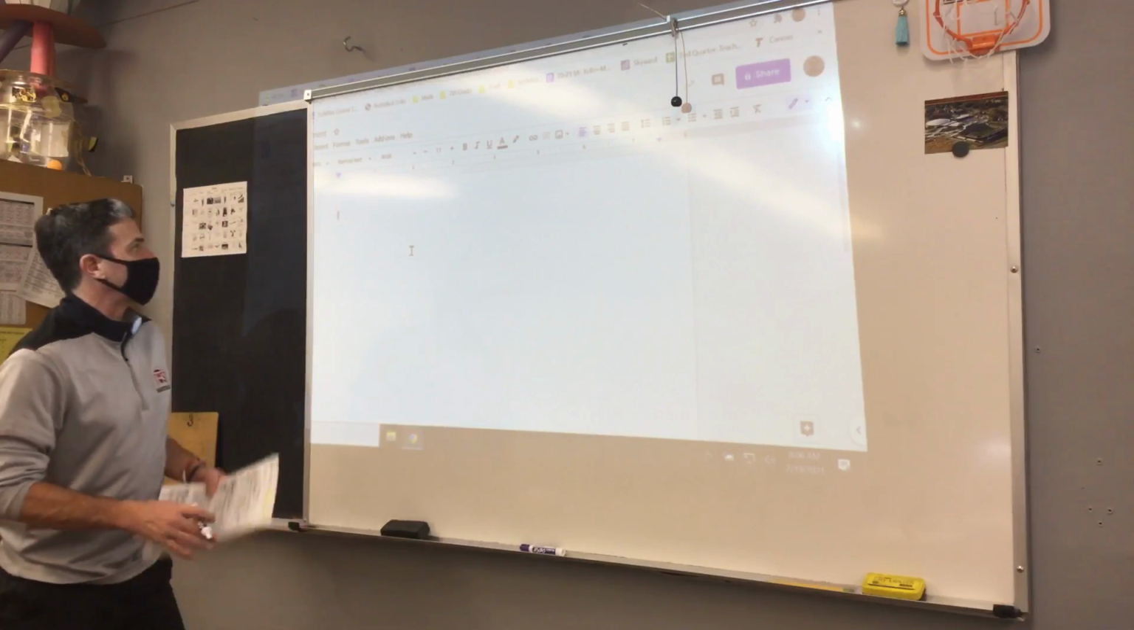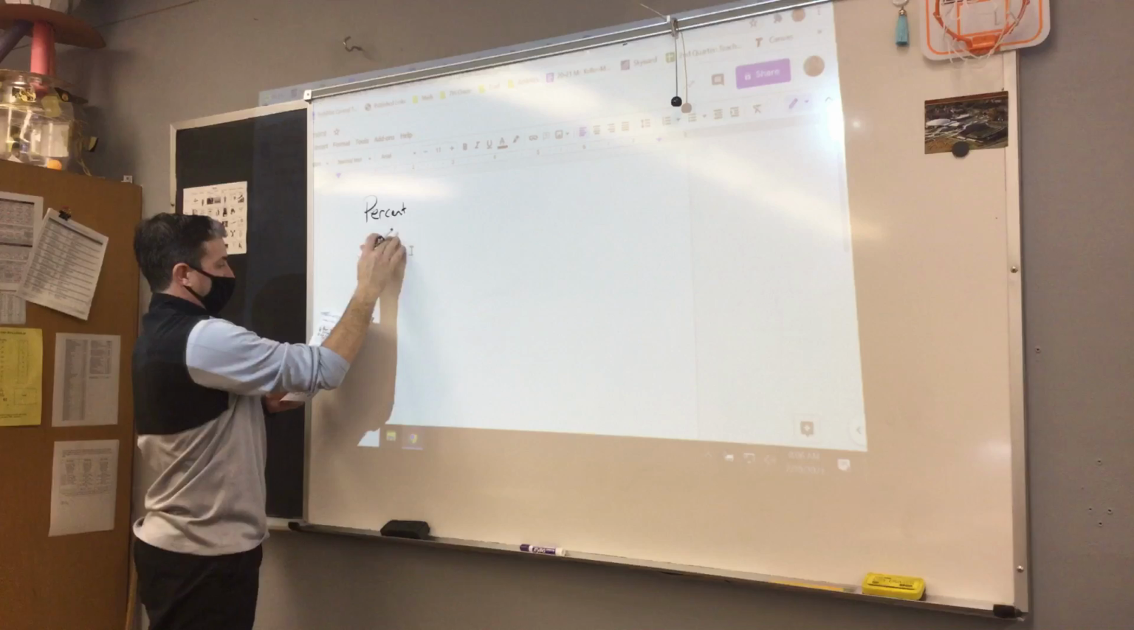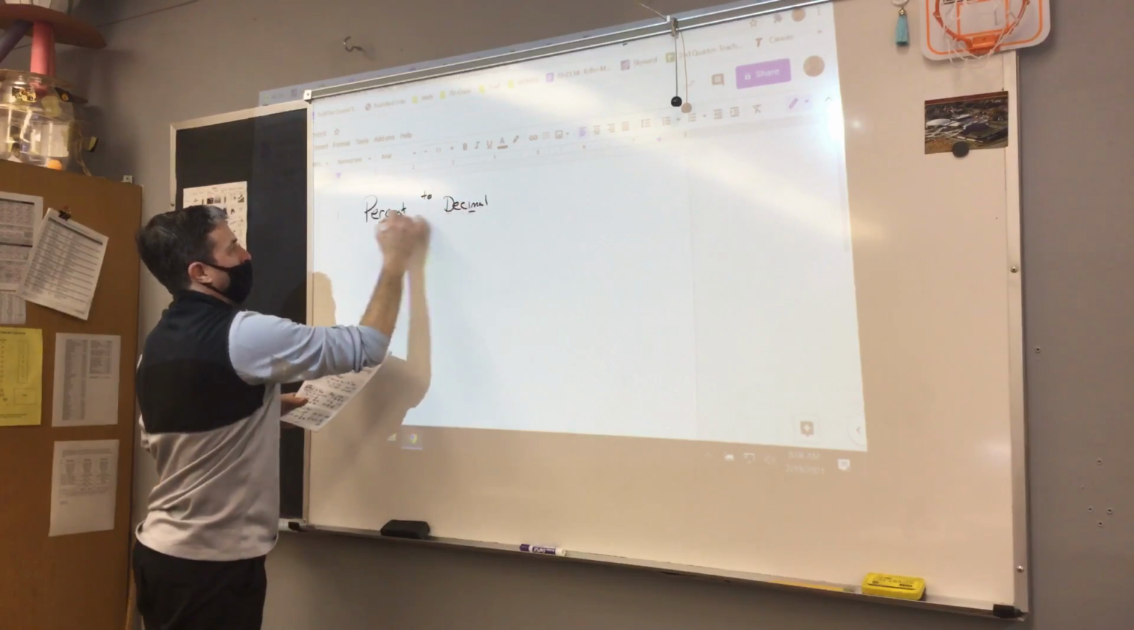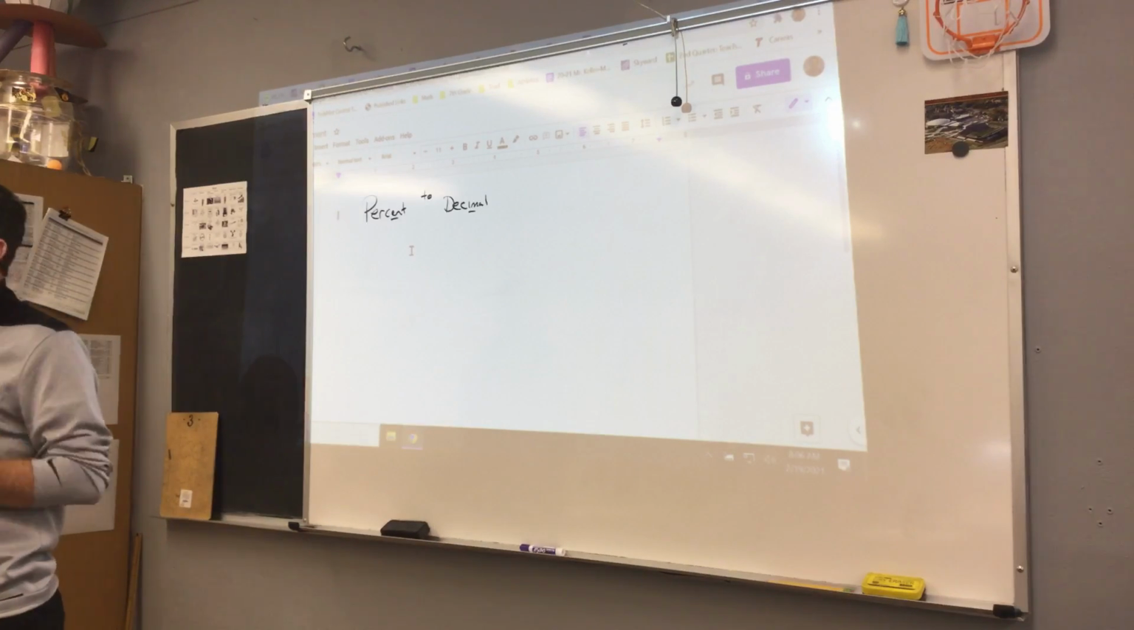The first thing we're going to talk about is going from percent to decimal. You can write this one in that top one. We're going to spend a little time on writing this out because I feel it's important to understand the process.